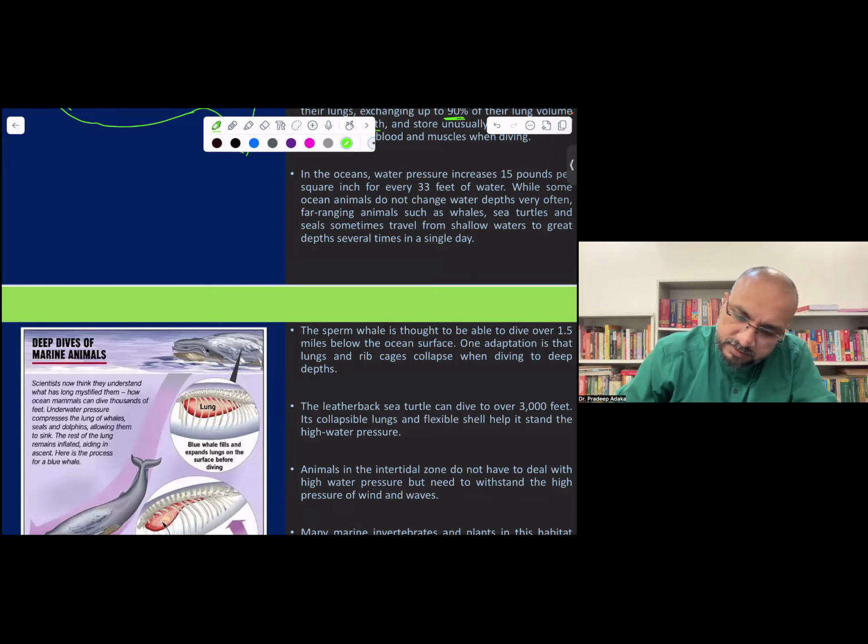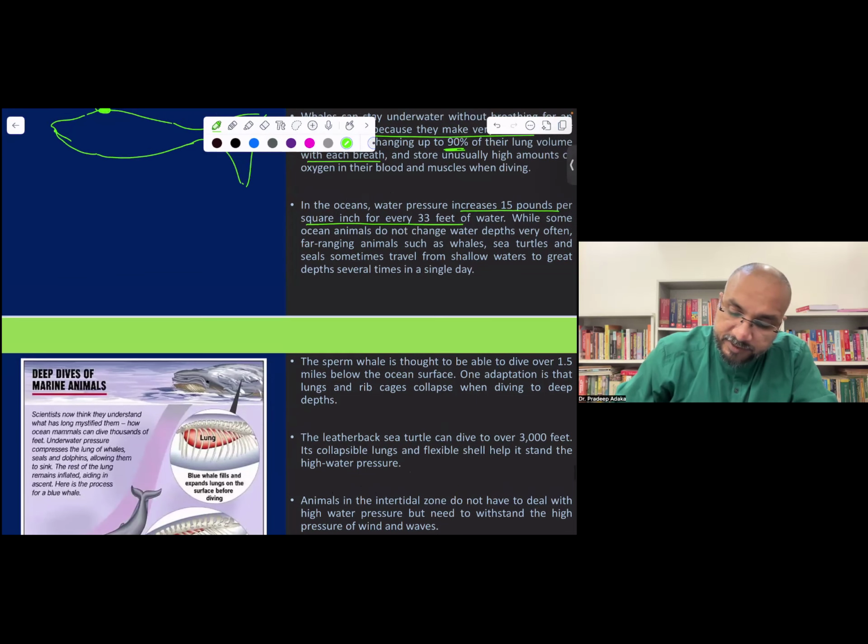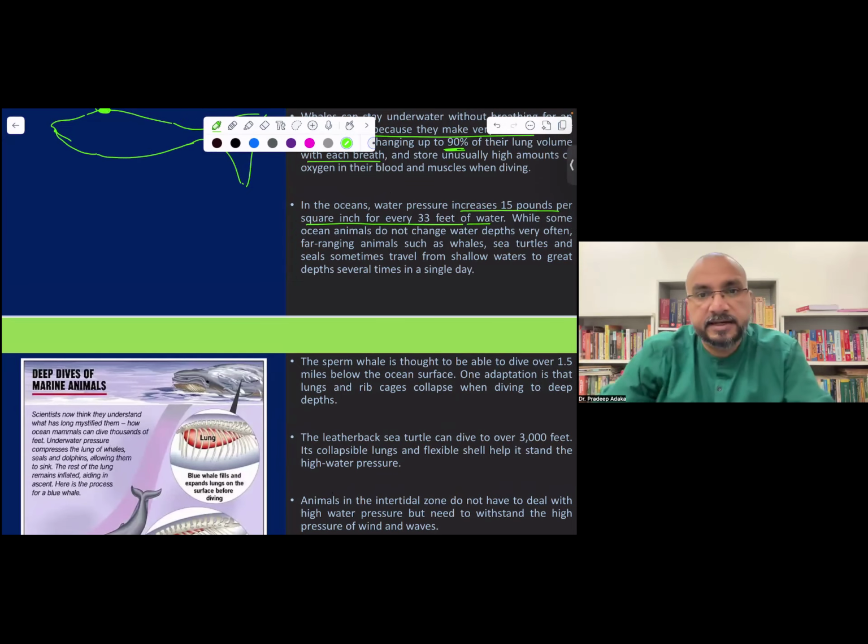So the water pressure in the ocean increases 15 pounds per square inch for every 33 feet of water. So as you go 33 feet, pressure increases by 15 pounds per square inch.